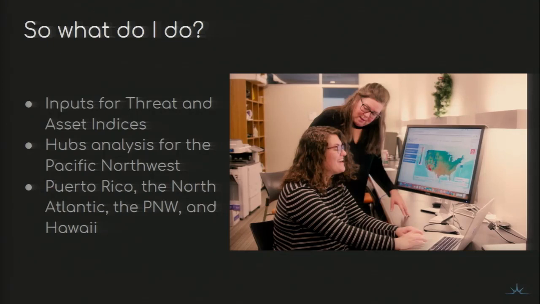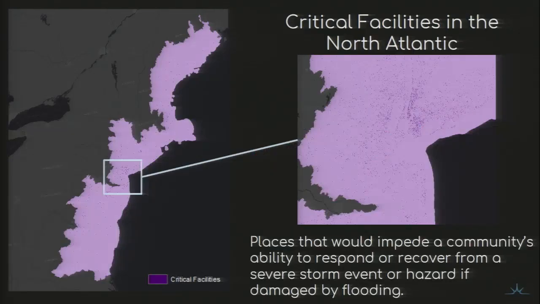And then I've also started to work on Puerto Rico. I did a little work with the North Atlantic, and we're now moving on to Hawaii. So I'm just going to go through some of the layers and maps that I've made since I started working with NEMAC. So critical facilities, this is in the North Atlantic.